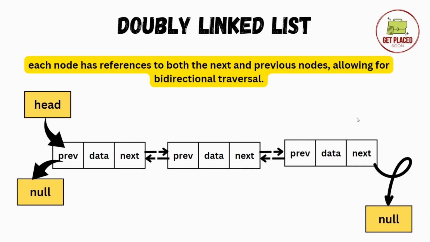Moving ahead, we have doubly linked list. A doubly linked list contains three parts inside a node: previous, data, and next. In a singly linked list, it is unidirectional, but a doubly linked list is bidirectional. You can flow from left to right or from right to left. Therefore, we have three things: previous, data, and next.